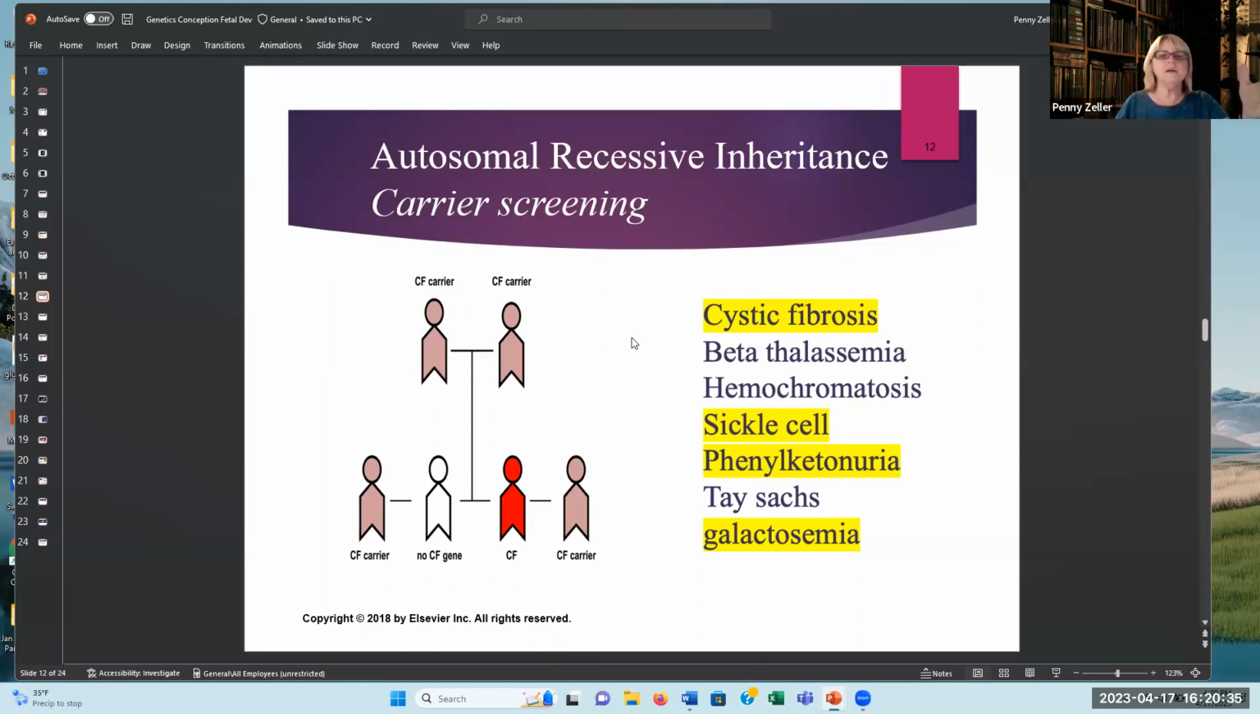So if the father is carrying a gene for cystic fibrosis, and the mother is also carrying a gene, then there's a 1 in 4 chance that they'll have a child with cystic fibrosis or sickle cell or phenylketonuria. Okay, so that's what we call autosomal recessive, and that's usually what we're talking about in OB.